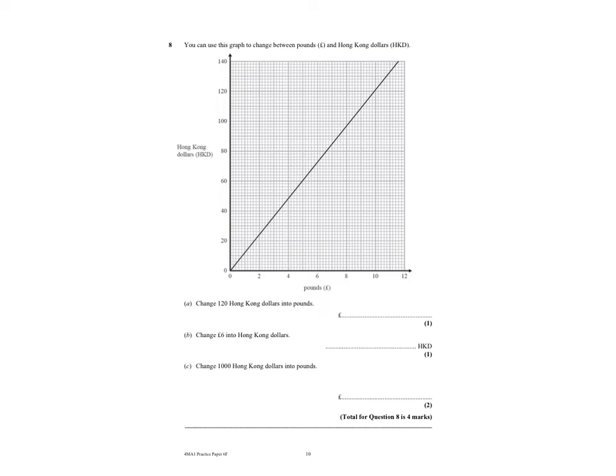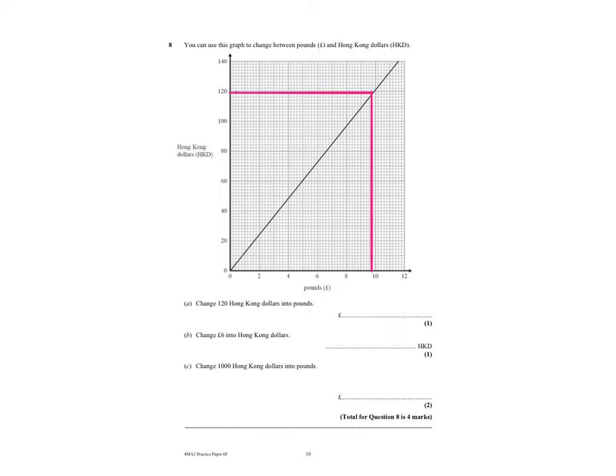Question 8. You can use this graph to change between pounds and Hong Kong dollars. Change 120 Hong Kong dollars to pounds. So 120, I'm going to go across. Oh, sorry, my ruler moved. It's really important to be accurate when we're doing this. Okay, so we go across and then we are going to go down.